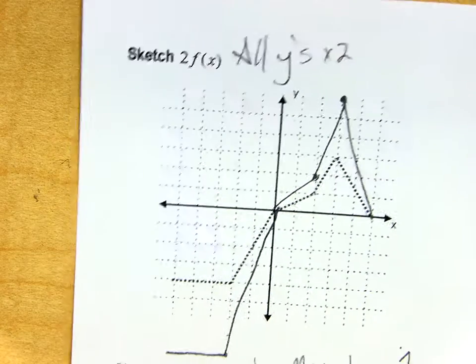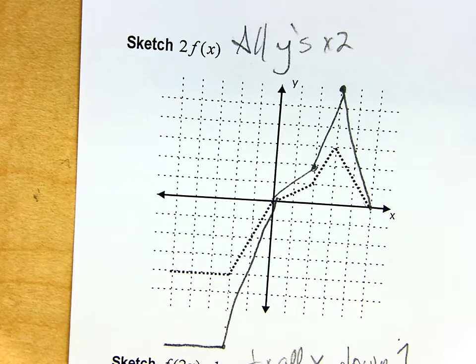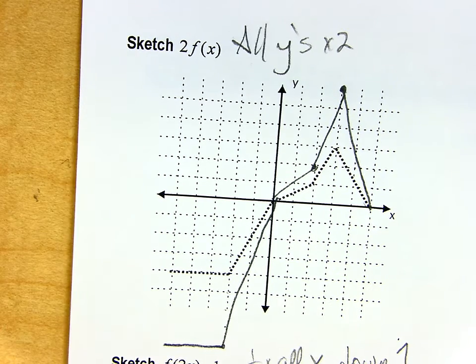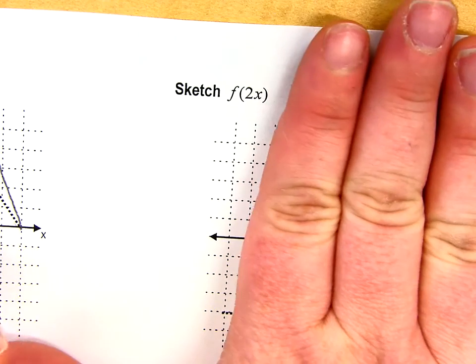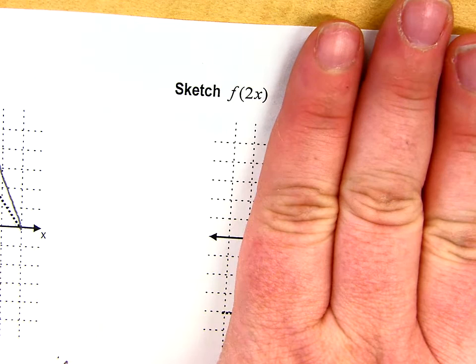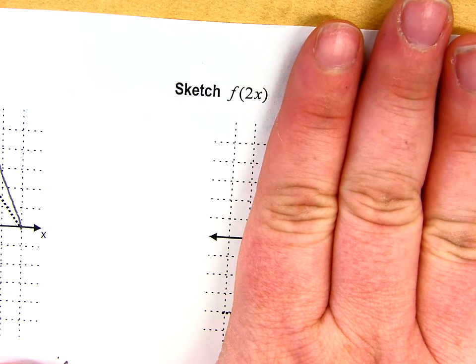So we're going to do all y values times 2. So you should have a stretched graph that kind of looks like that, okay? So just take each of your y coordinates and double them in this case. Okay. What happens when we put the same thing, but we put the 2 inside with the x like that? What is this really doing?